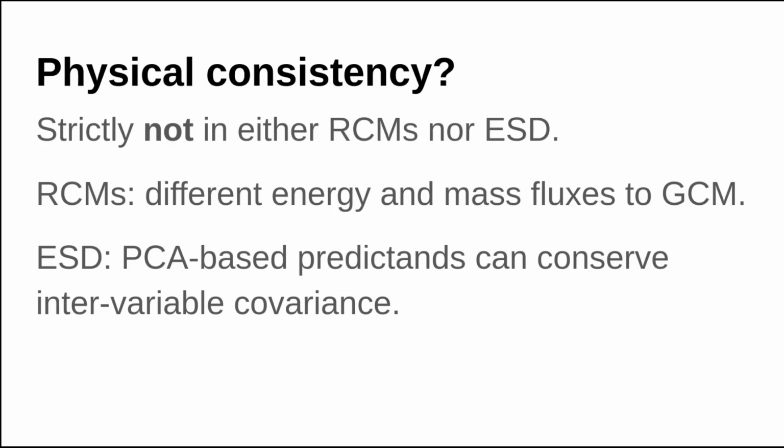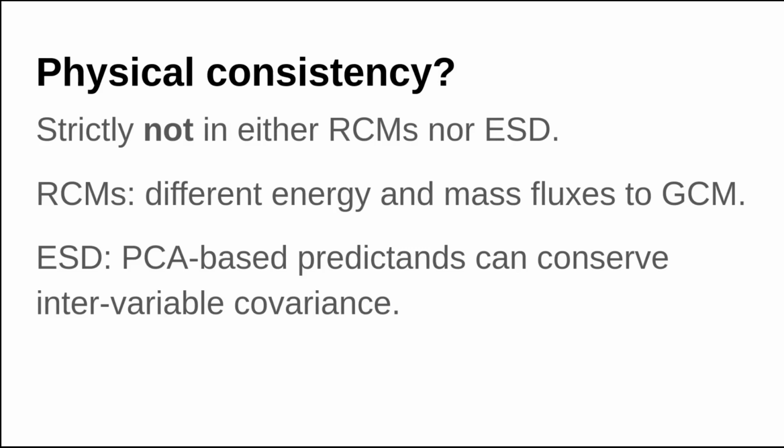We also see that when we use a PCA-based approach, we get a better physical consistency. Strictly, the physical consistency is not preserved in either the regional climate models or the empirical statistical downscaling. And the reason for that is that the regional climate models have different energy and mass fluxes out of the boundaries compared to the global climate models. And when the regional model changes the rainfall patterns, that will have an effect on the vertical energy flow and also the humidity in the air, which is not captured by the embedded global climate model.